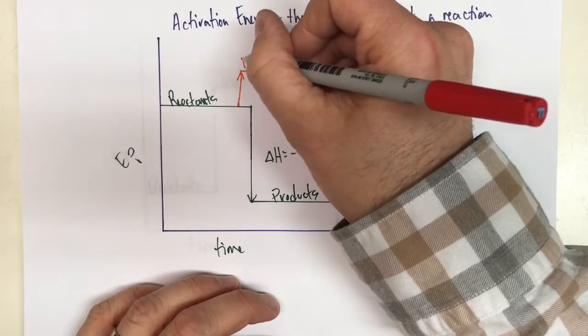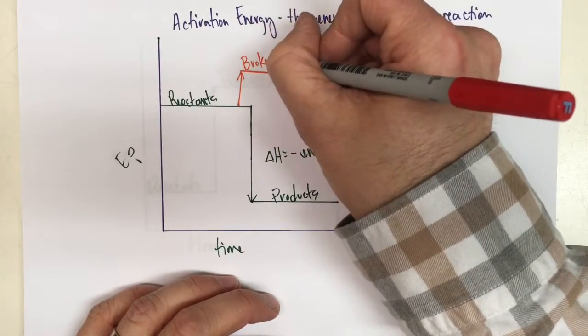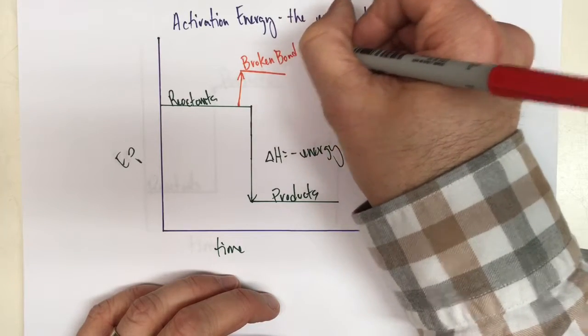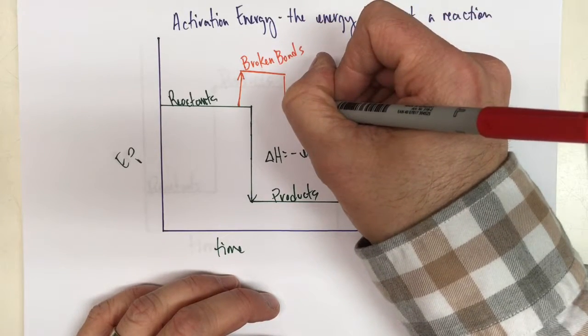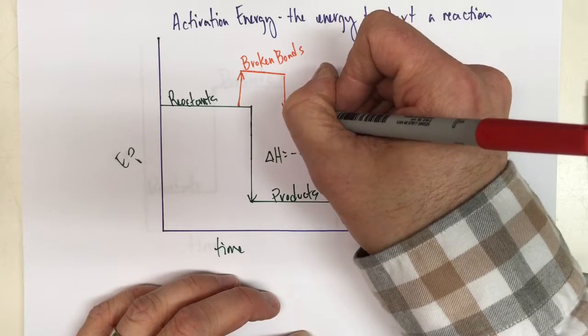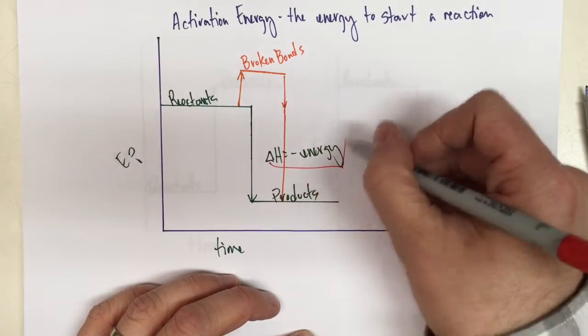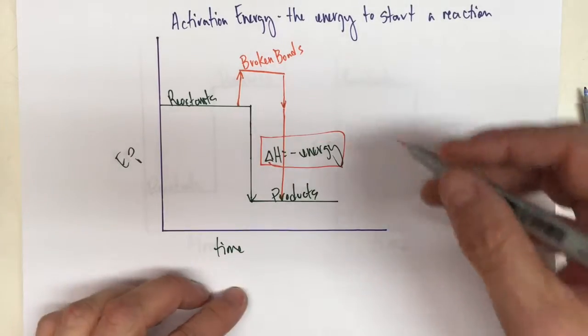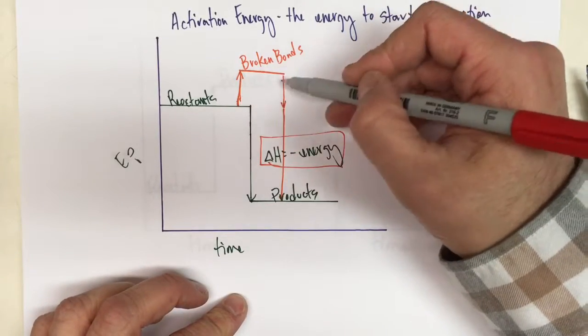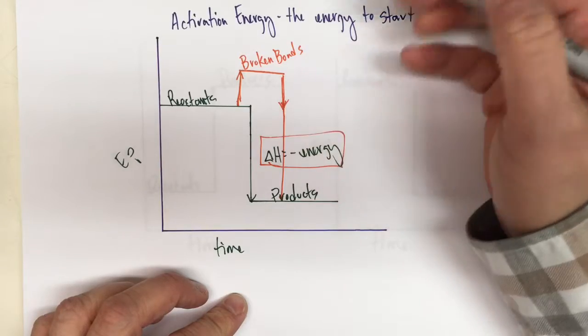And so this is broken bonds. And then we get that energy back. And then we get the energy change. So the enthalpy doesn't actually change. It's the same amount of energy, but it takes some energy to break some bonds, and then we get it back when we're making more bonds.